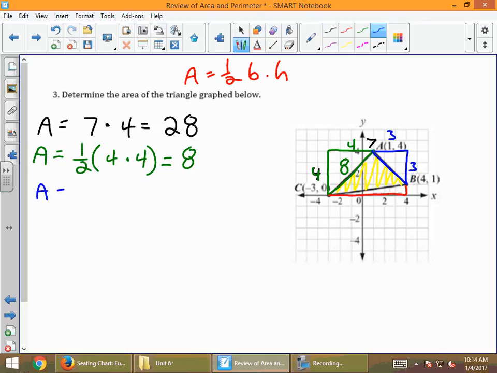So area, again, equals 1/2. And the blue one, what's one of my bases? 3. What's my height? 3. Again, those are interchangeable. I realize they're the same numbers. Other ones, they won't be the same numbers, so don't worry about it. 3 times 3 is? Half of 9 is? 4.5, decimals are okay right here. So I know this guy is 4.5.